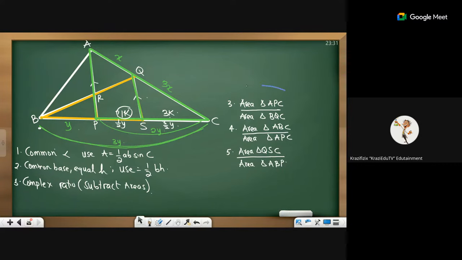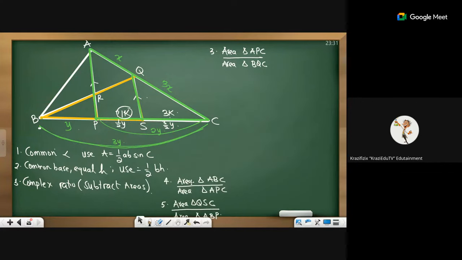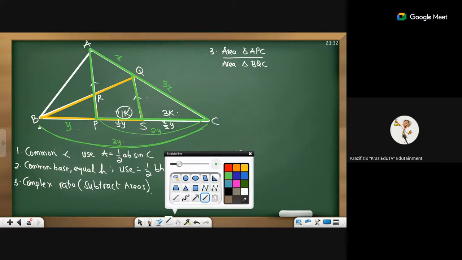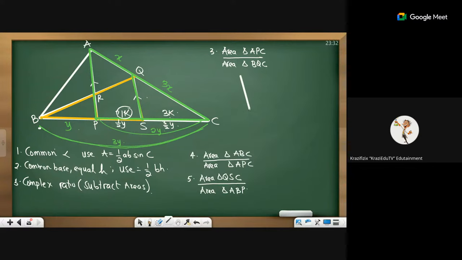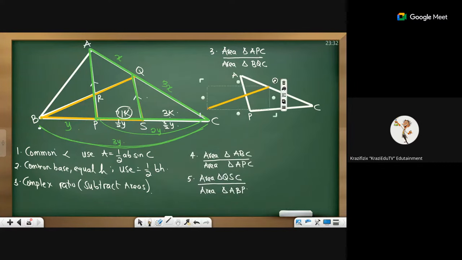Number one, area of APC. Please, if you don't see these things, you can draw those triangles out for you to see clearly. APC, let's draw it. A there, P, and C. What do you notice? Once I see that common angle, I know my formula: half AB sine C.